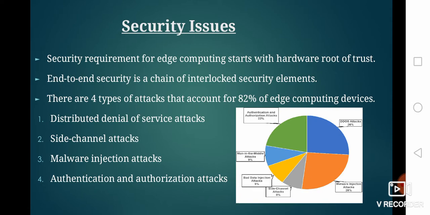And next, the security issues. The security requirement for edge computing starts with a hardware root of trust. There are 4 types of attacks that account for 82% of edge computing device attacks. The first one is the distributed denial of service attack, which is nothing but the DDoS attack. And the second, the side channel attack, then the malware injection attack, and the authentication and authorization attacks.